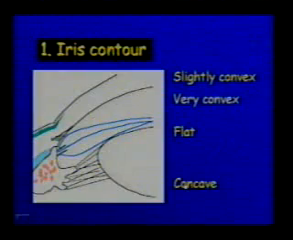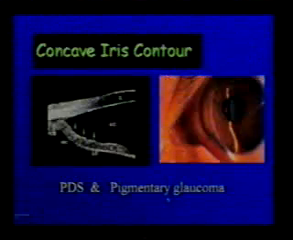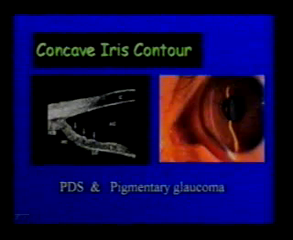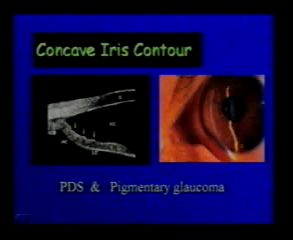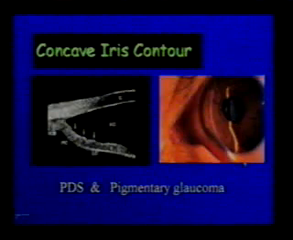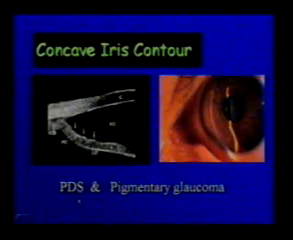The last contour is the concave contour. As you can see here, the iris is concave. In this example, slit lamp, notice that the periphery of the iris is concave. This is met with in cases of pigmentary glaucoma and pigment dispersion syndrome.